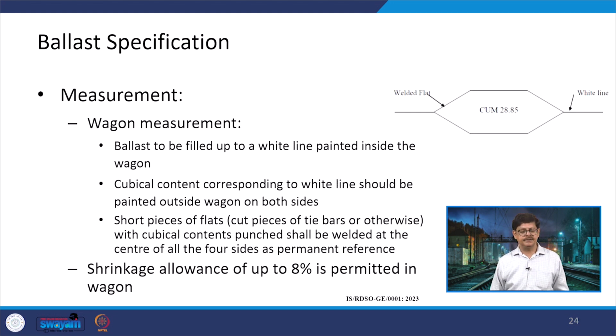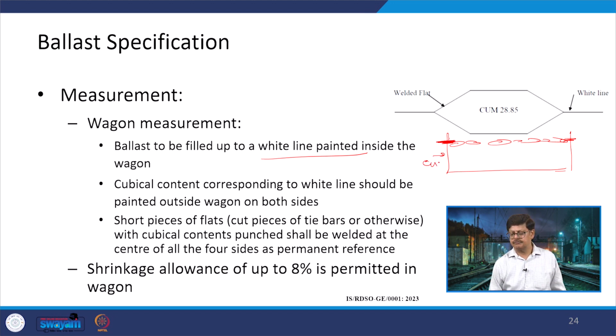In the case of wagon measurements, you get a wagon. So, wagons are coming like this, and up to one particular point they have been filled with the material. So, ballast is to be filled up to a white line which is painted inside the wagon. So, there is going to be a white line all along the periphery of the wagon. Cubical content corresponding to the white line should be painted outside the wagon on both sides. So, it means on the outside we are writing that if you are filling it up to this particular line, then so many cubic meters of material will be there in this wagon.